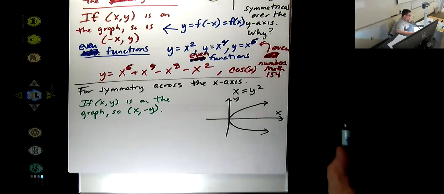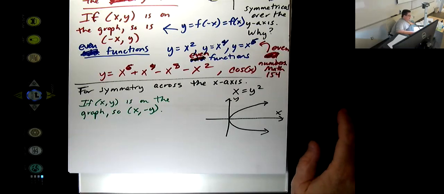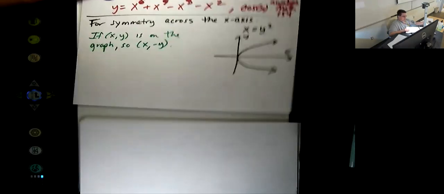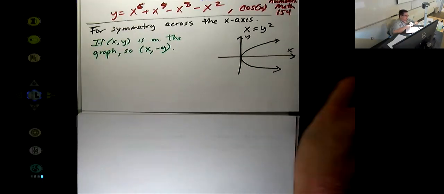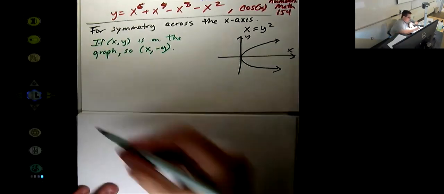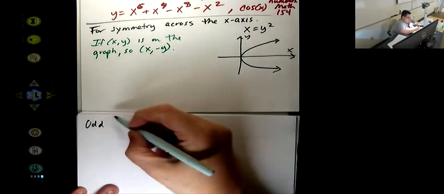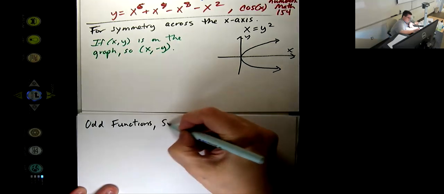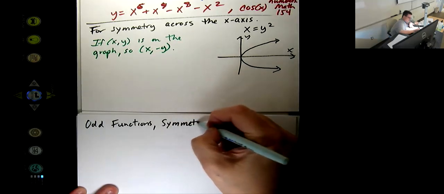Then we have the symmetry across the x-axis. Whenever x, y is on the graph, so is x, negative y. This is not called odd. So odd functions have this weird form of symmetry. It's called symmetry about the origin. Odd functions, symmetry about the origin.